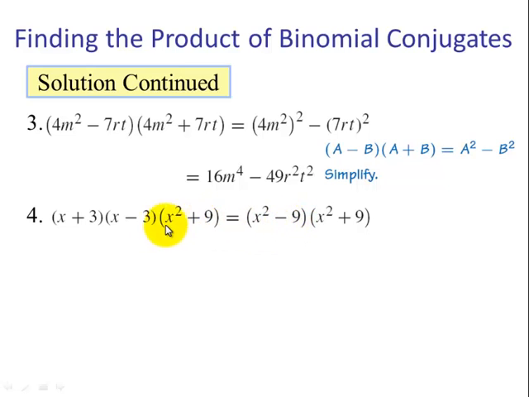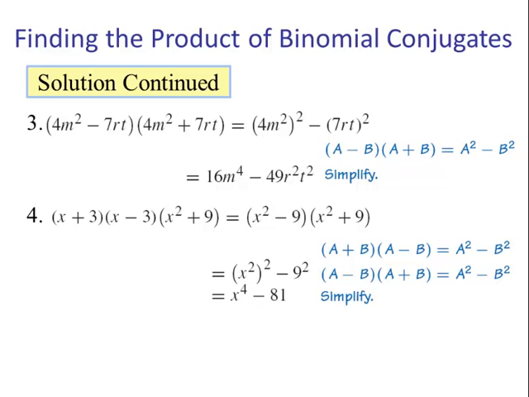And then we are multiplying that by x squared plus 9. And if we look, these are now conjugates. So now we square the first term, x squared squared is x to the fourth, minus the last term squared, which is 81. So we have x to the fourth minus 81.